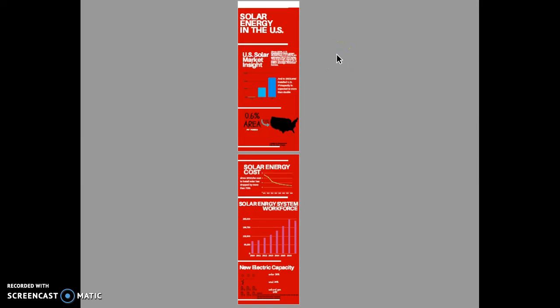Hello everyone, this infographic is to introduce solar energy in the United States. It's a long poster and there is enough space for me to show so much data about solar energy.